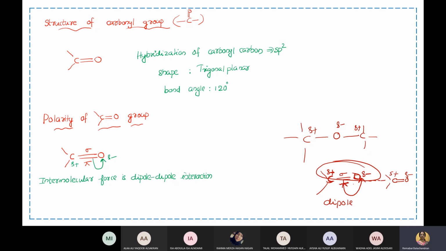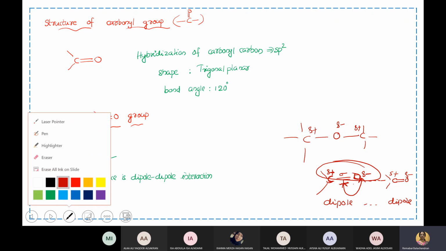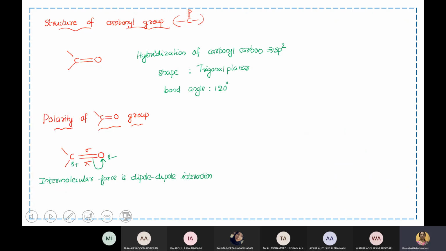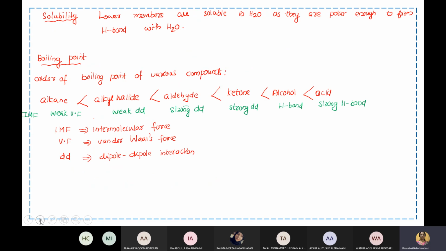It's called dipole. Here also dipole. Yes, so dipole interaction. Okay, and so the intermolecular force is dipole interaction. It's quite strong. Okay, not like that dipole interaction in ketone, oh sorry, in ether. Okay, so it's stronger. It's quite strong.